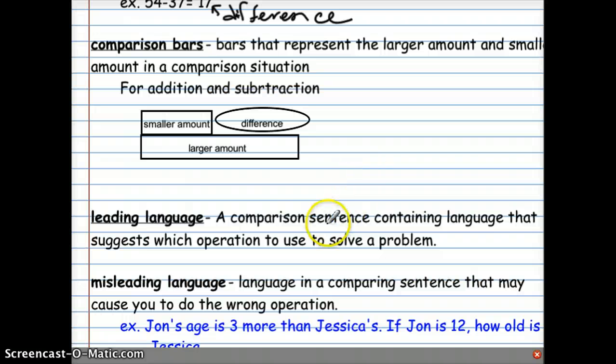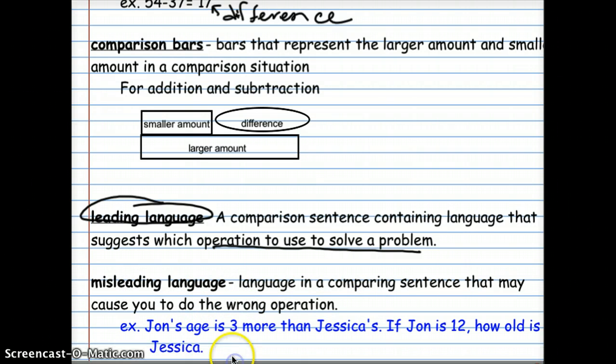Leading language is a comparison sentence containing language that would suggest which operation to use. That's leading. It's going to help you. Misleading is going to trick you. So an example of this would be: John's age is 3 more than Jessica's. If John is 12, how old is Jessica? Okay, so John equals 12. John is 3 more than Jessica. So Jessica equals 12.